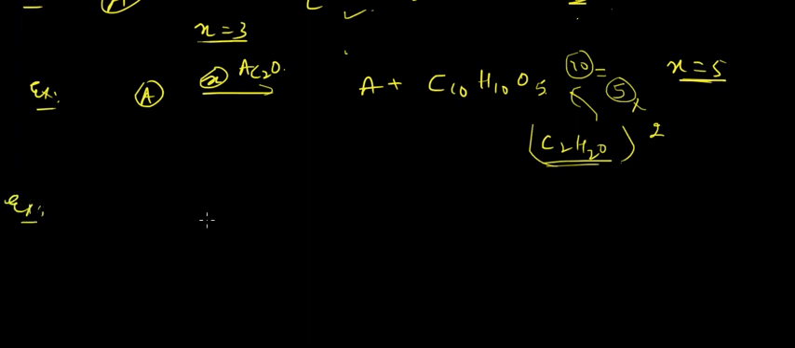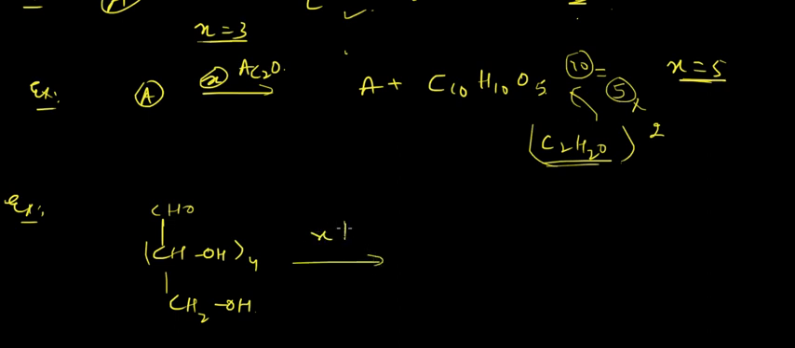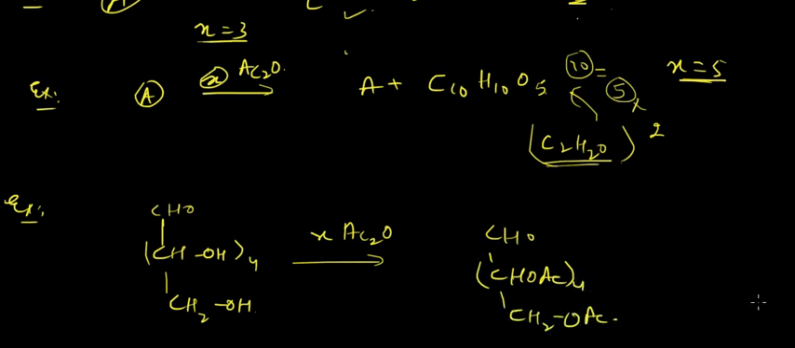Let's see another example. In this example we have CHOH whole 4, and we have CH2OH. We react this with X moles of Ac2O to get a compound like this, CHOAc whole 4 and CH2OAc. We have to determine the value of X in this. Obviously 5 moles of Ac have been attached on these OH groups, so X would be 5.